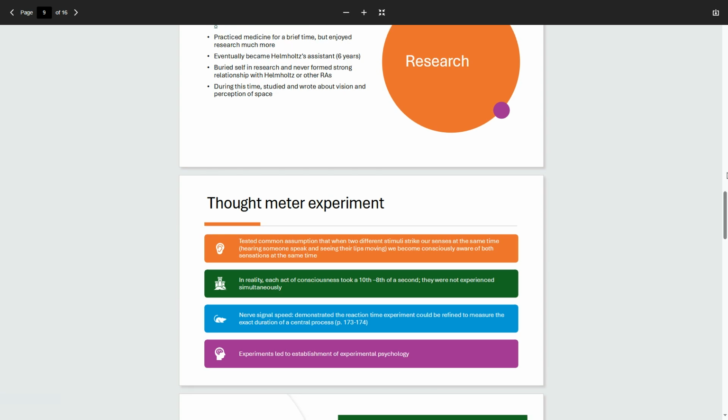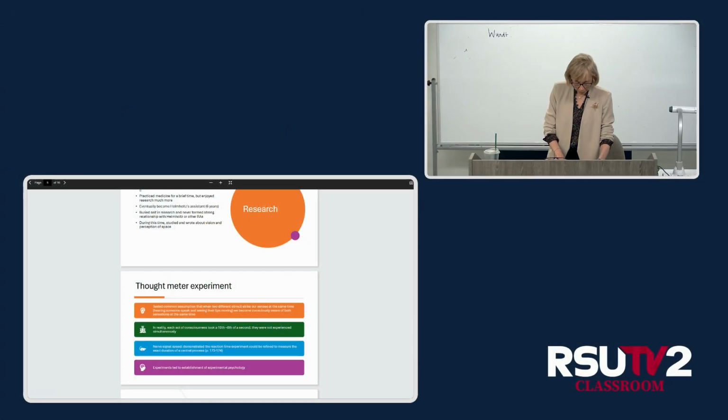All right. So if you want to look in the book, on page 174, we have Helmholtz's thought meter. Looks dated, absolutely, right? Like a grandfather clock sort of thing. And the contraption they talk about on page 173. It says, in 1861, Wundt wanted to test the common assumption that when two different stimuli strike our senses at the same time, such as hearing someone speak and seeing their lips moving, we become consciously aware of both stimuli at the same instant.